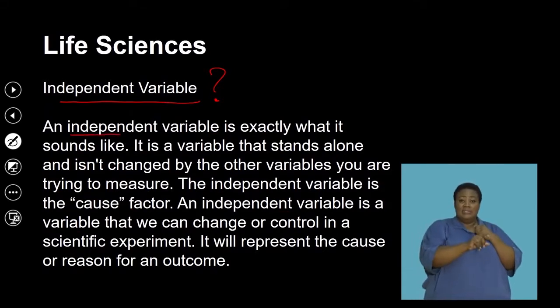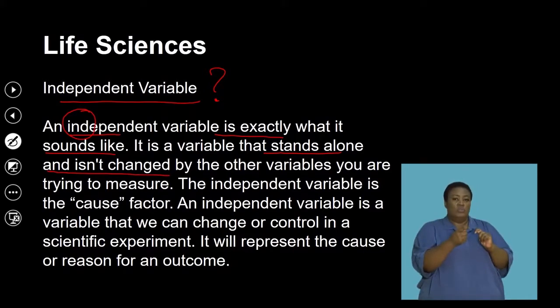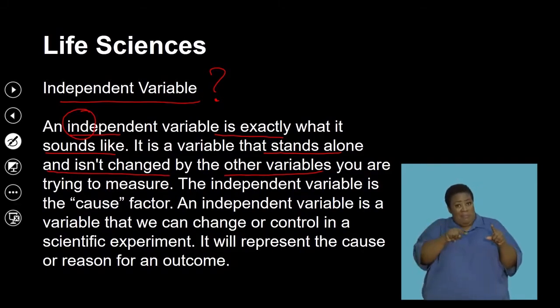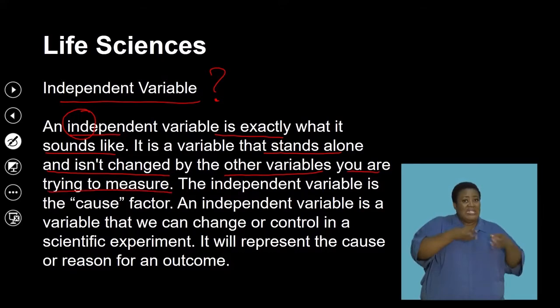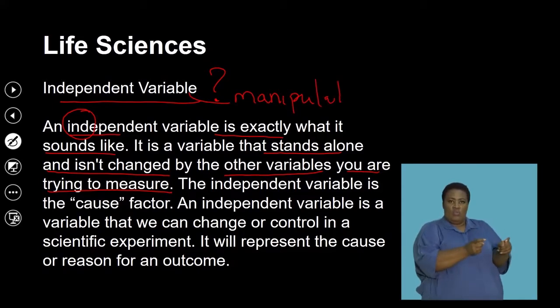An independent variable is exactly what it sounds like. Again, a variable that stands alone. The word independent means standing alone. So it isn't changed by the other variables. So it is independent of the other variables and is not affected by the other variables. Okay, you are trying to measure this. So in terms of when you are carrying out an investigation, it's something that you can manipulate. So when I say manipulate, I mean that you can physically control this and you can test that.